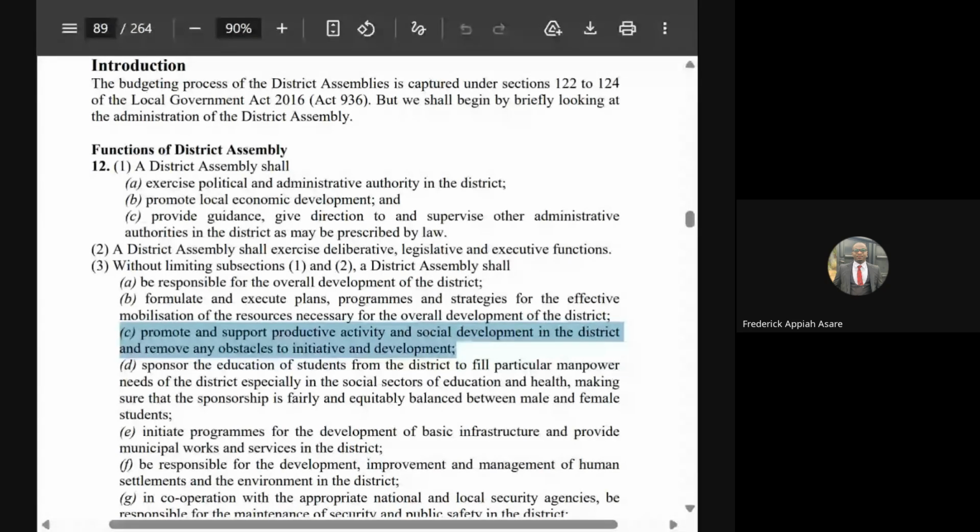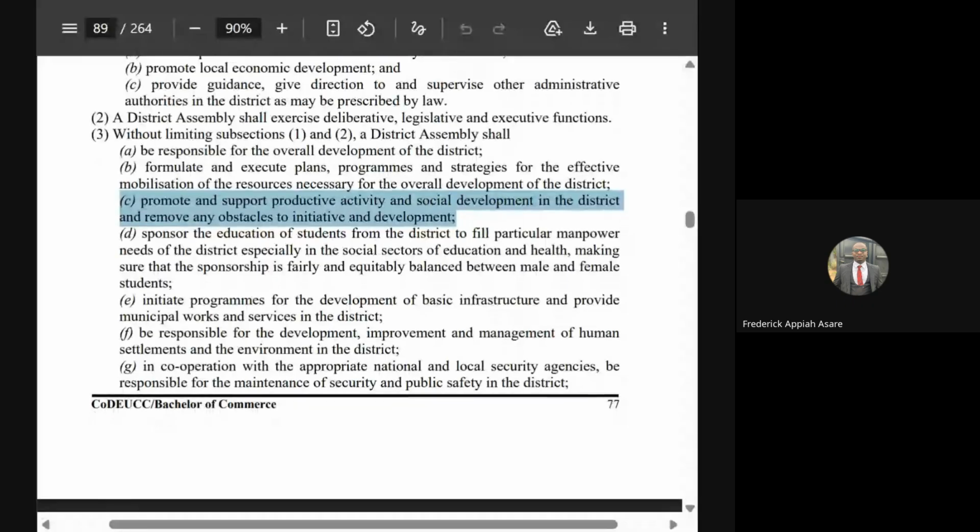So ensuring that there are night markets, ensuring that funerals and other events are organized without any issue. So wedding ceremonies, a lot of things are being done without any issue or without any obstacle. So these are some of the functions. You can choose 4 of them or 5 of them, and you're good to go. When they ask you in the exams, you're good to go.